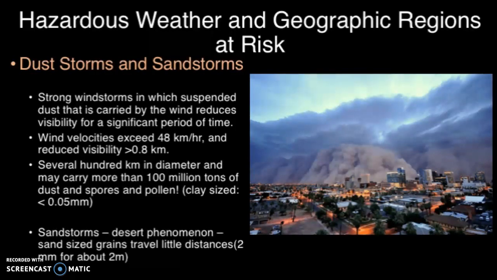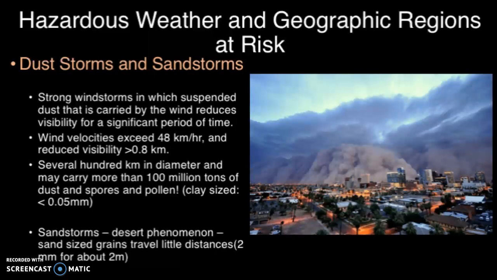So they can be several hundred kilometers in diameter, and they may carry more than 100 million tons of dust. Along with that dust, they can also carry spores and pollen that fall within, adding to the overall obscured cloud within that windstorm. Most of this suspended sediment within the wind is clay-sized, meaning it's going to be smaller than 0.05 millimeters, so pretty small. But that is also partly why it's able to stay suspended within the windstorm, right, and not simply settle.